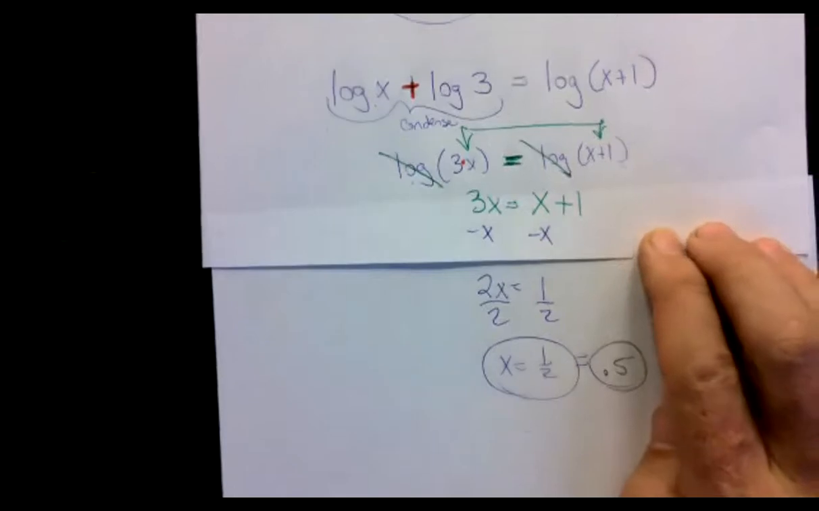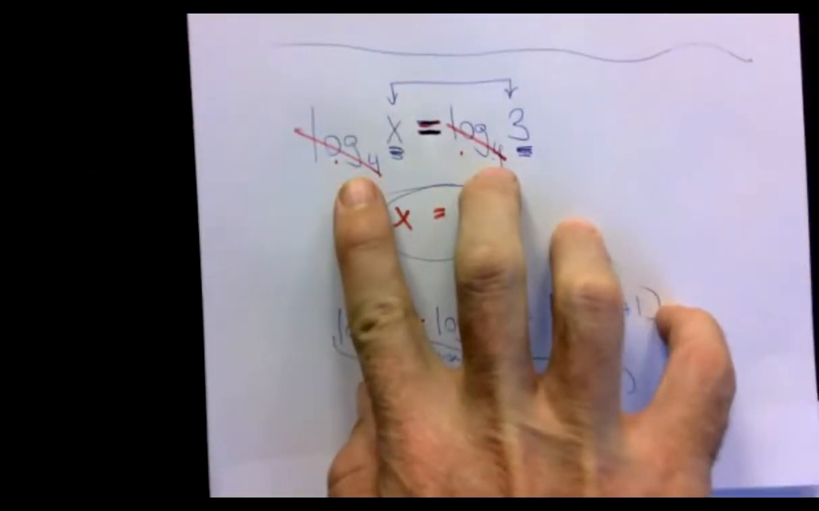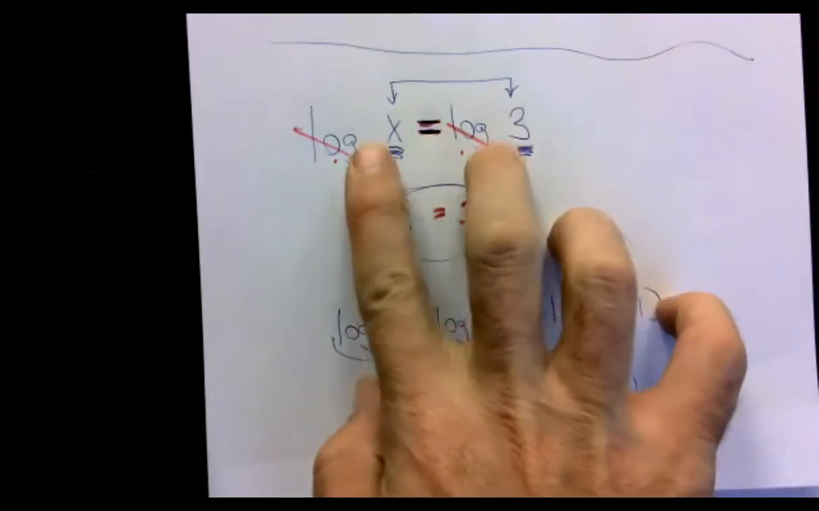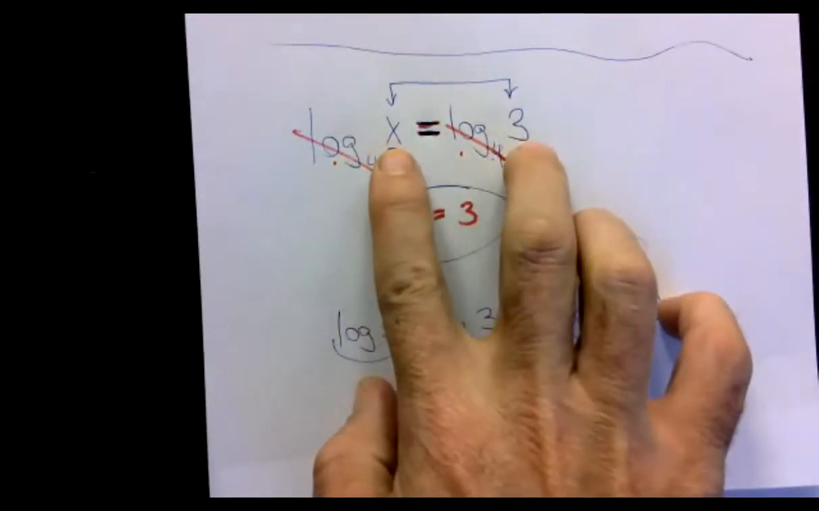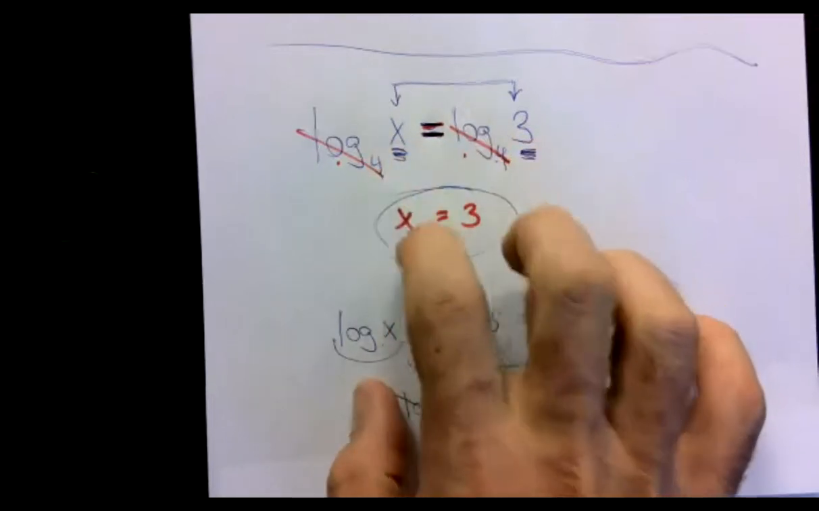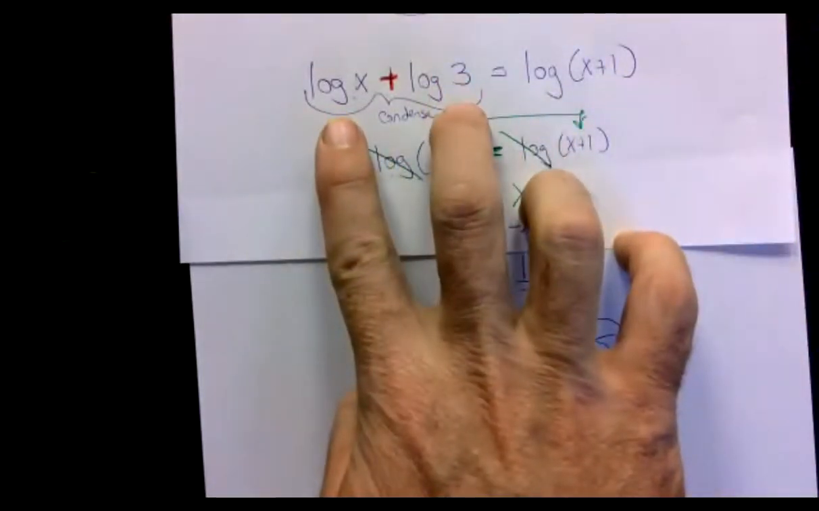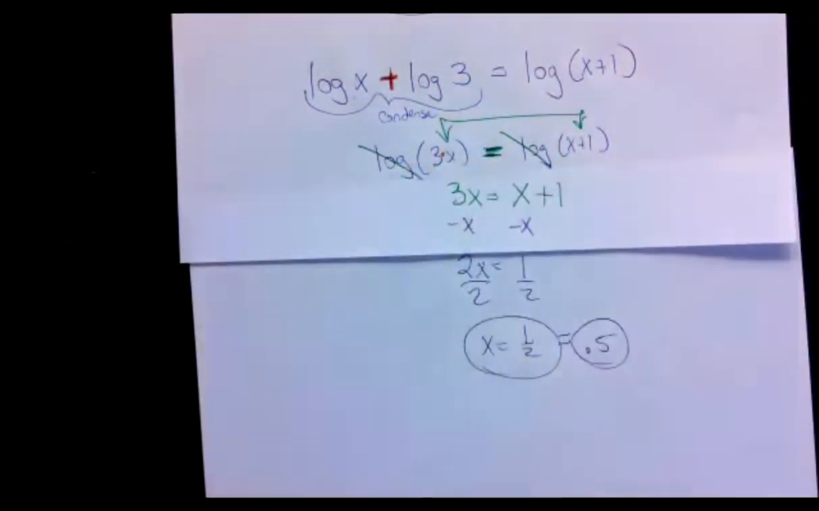Okay, two big take homes. Again, if you've got logs on both sides, remember for these two quantities to be equal, the only way the log of something will equal the log of something is if these two somethings are the same. Take home number 2, if you have multiple logs on the same side, we've got to use our properties to condense.